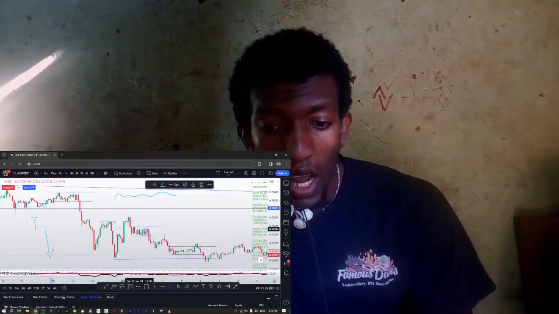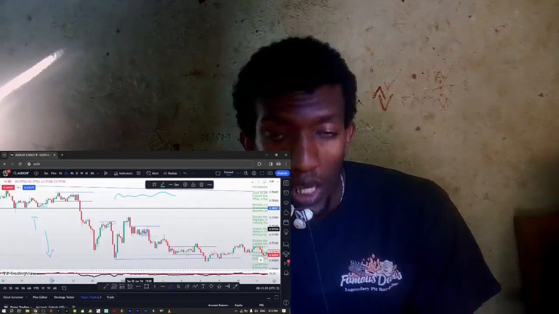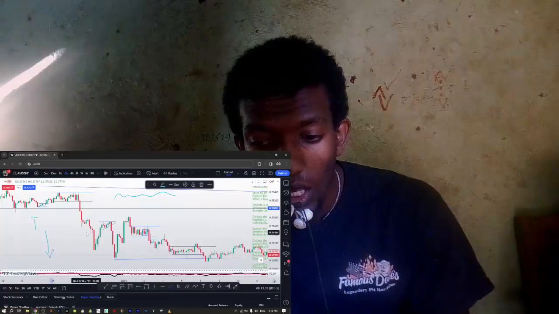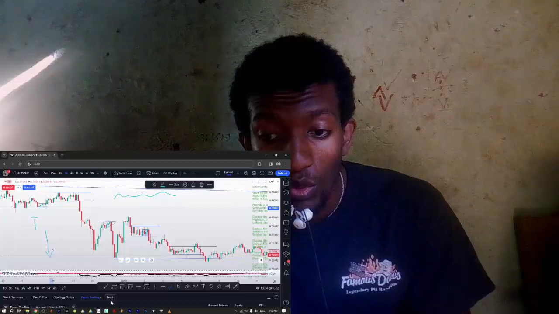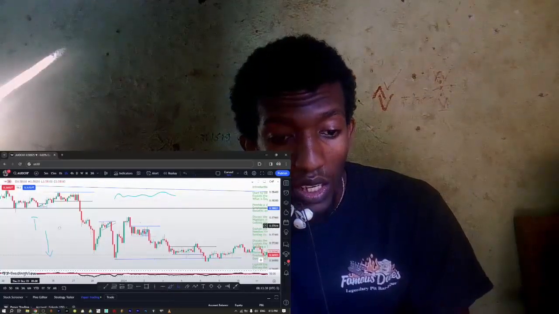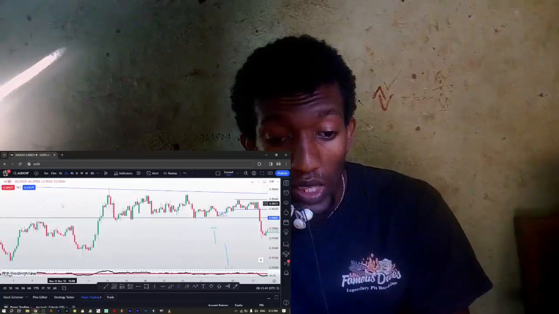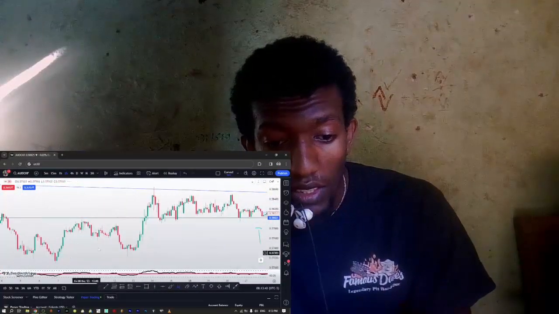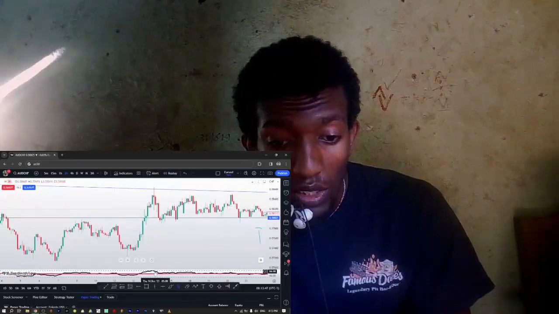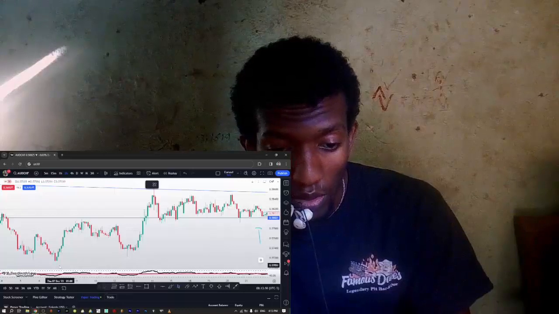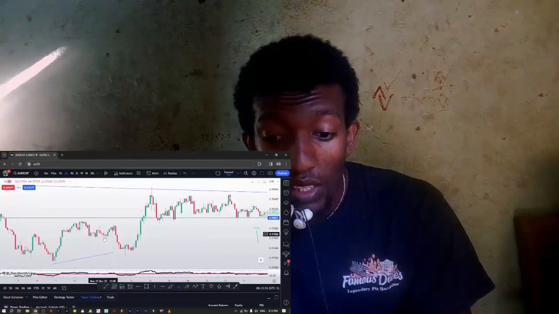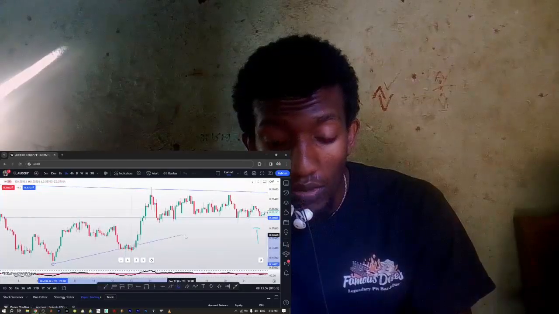How do you know if the price is moving up? How do you know if the price is moving down? You can use trend lines to determine if the price is going up or going down. Let's just go here. Is this price going up or down from here to here? This price is going up. Why? Because it is making higher lows.